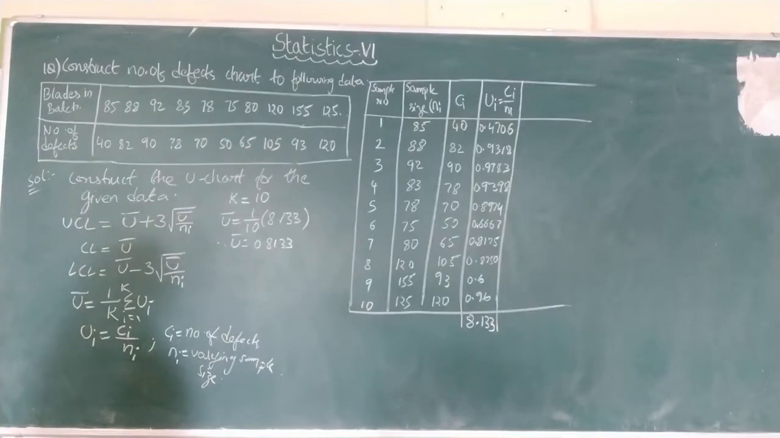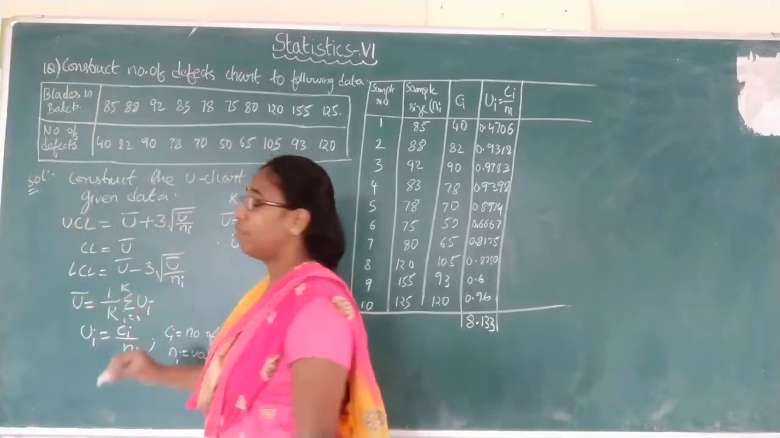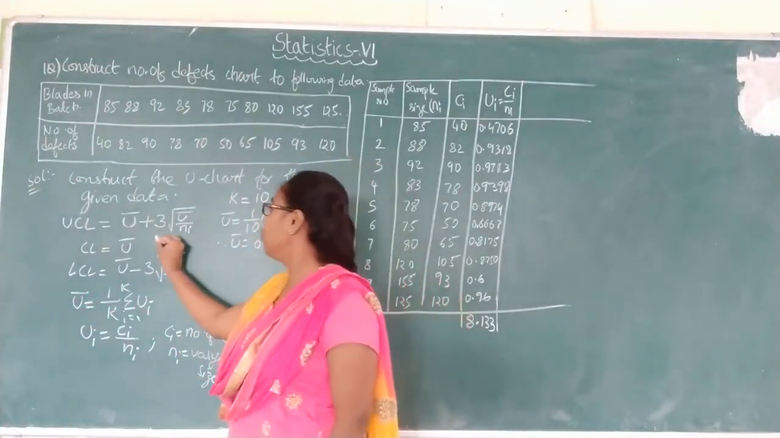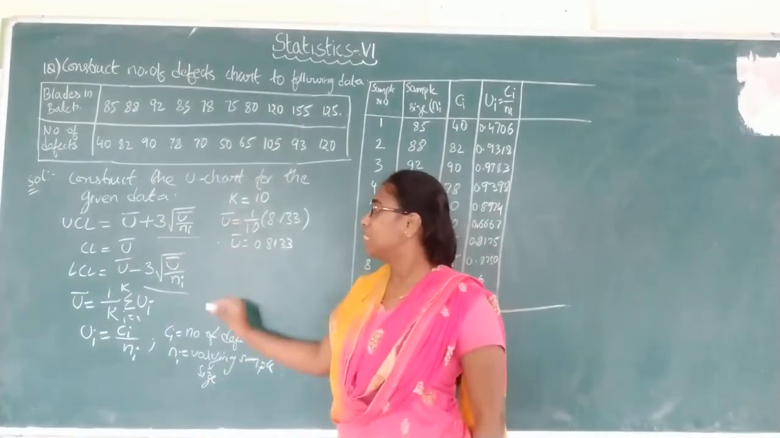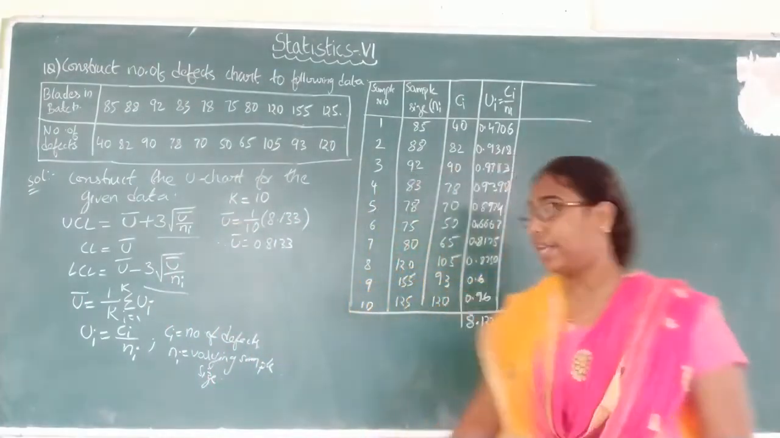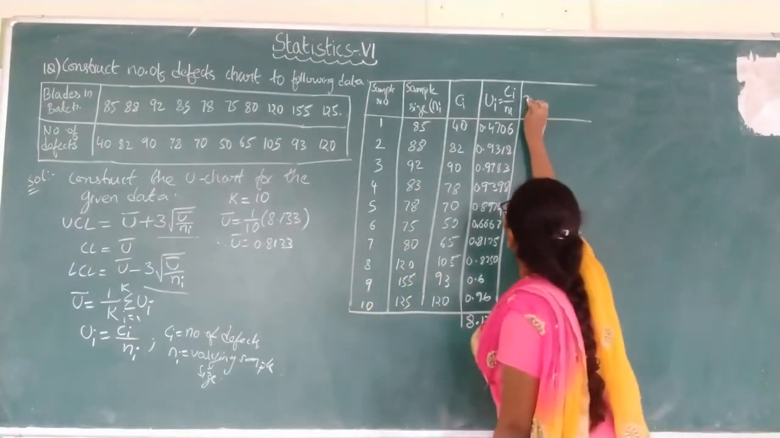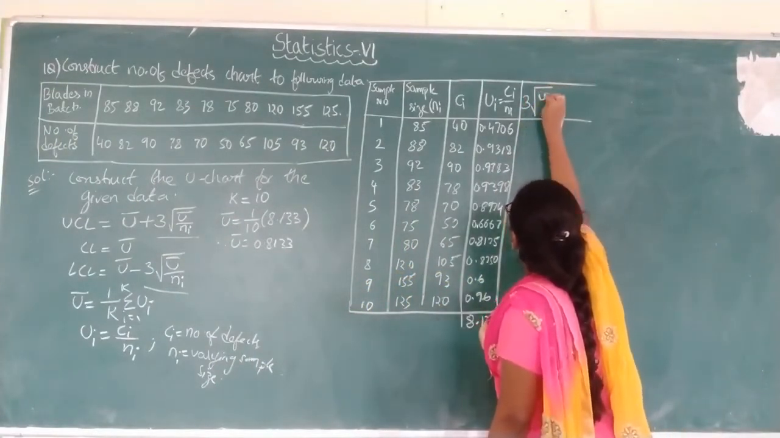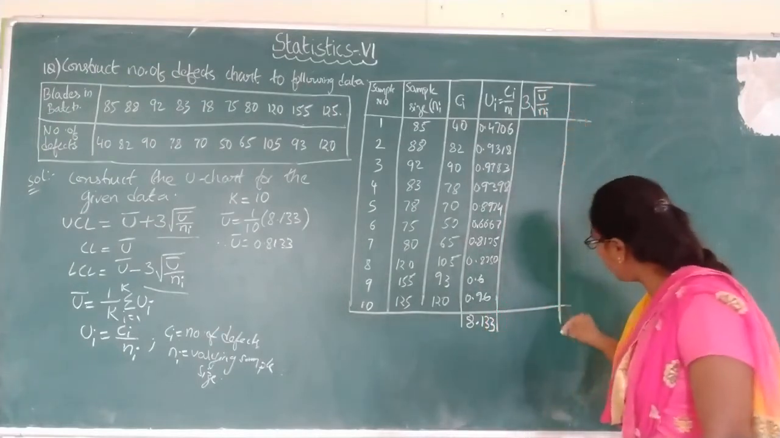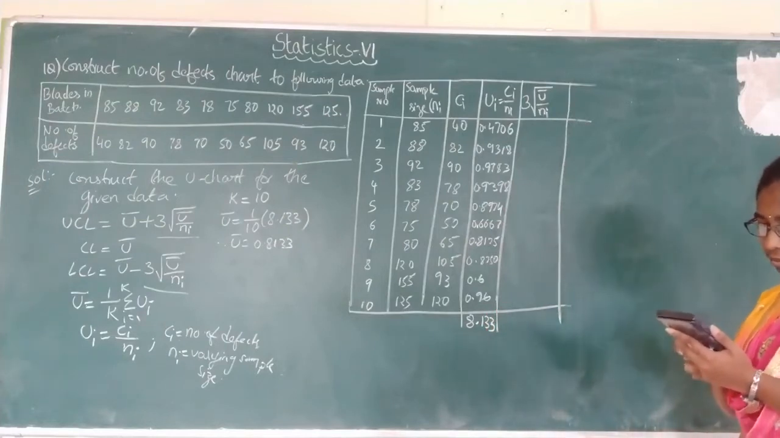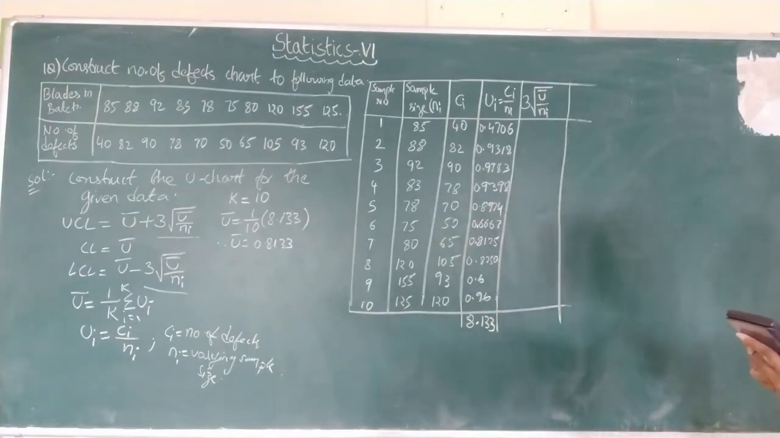We have to find the UCL and CL values. Always, how do we find the UCL and LCL values? We first find this term, because for UCL and LCL the common term is 3 into square root of U bar by Ni. So find that value. 3 into square root of U bar by Ni means 3 into square root of, open brackets, one for numerator and one for denominator. What is the U bar value?